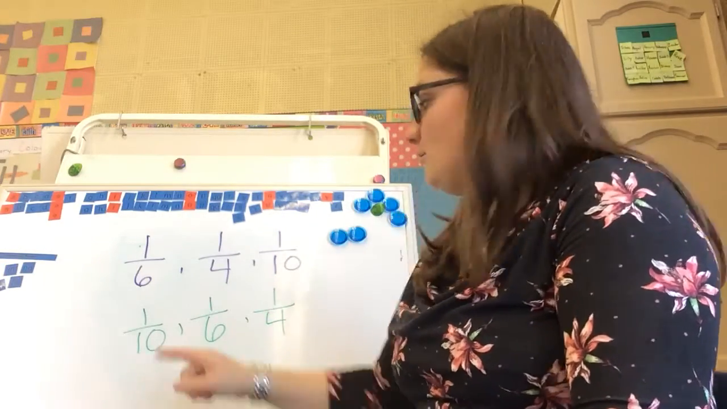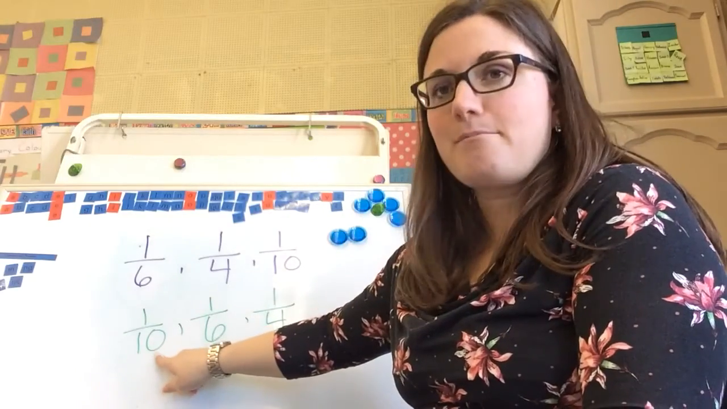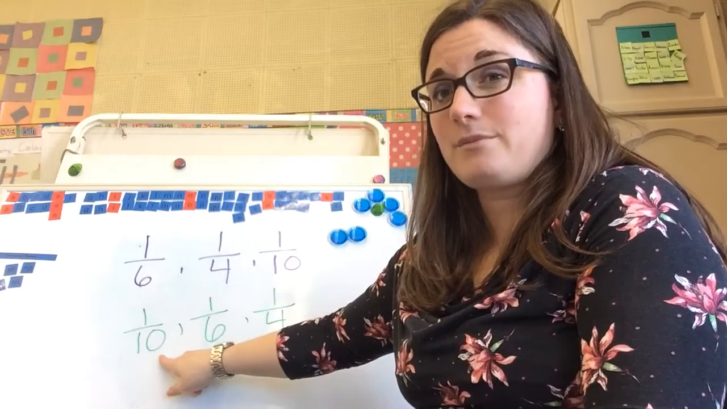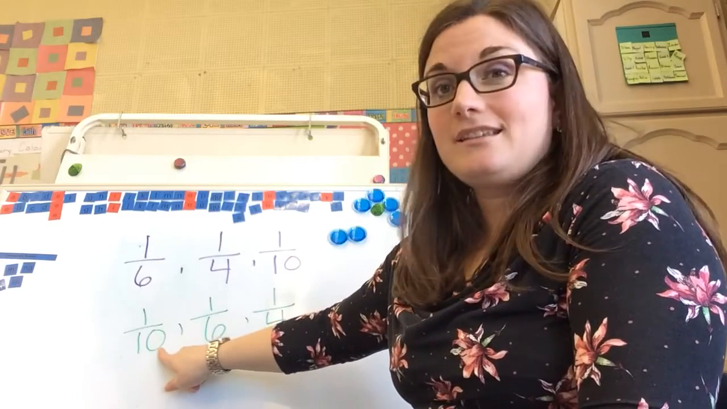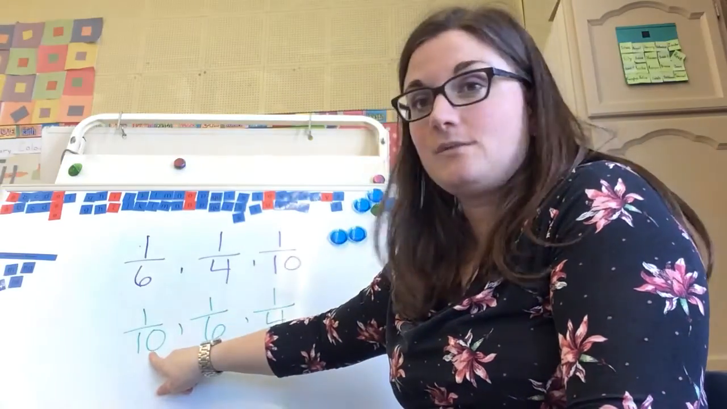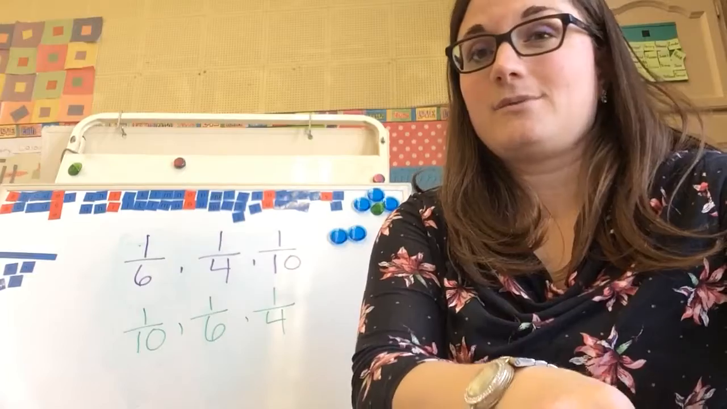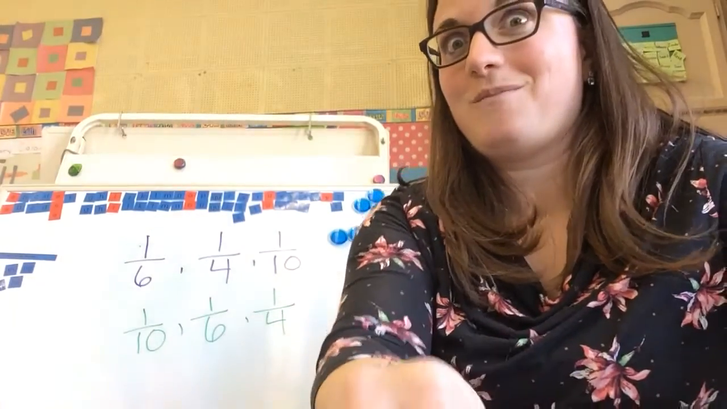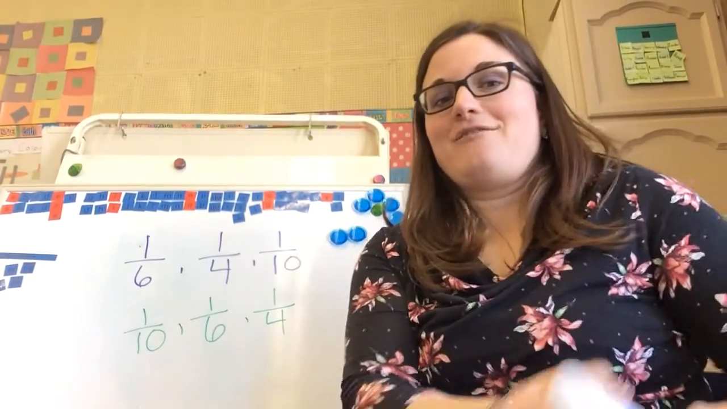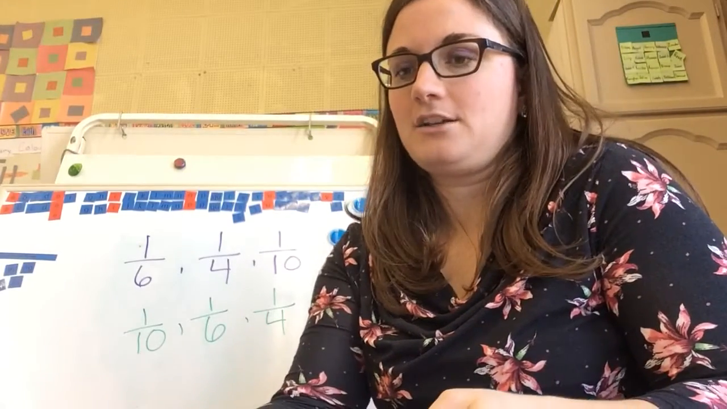In fractions, it works the opposite. The biggest denominator, the number on the bottom, is actually the smallest. So the smallest is 1/10, then 1/6, and 1/4. It's actually opposite to what we normally know about numbers, 10 being bigger than 4. But that's telling us how many pieces the fraction's broken into.